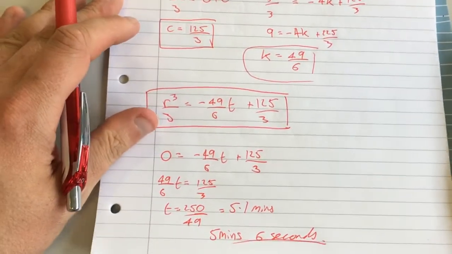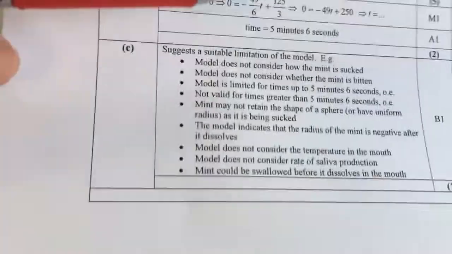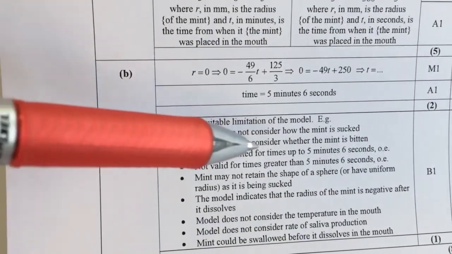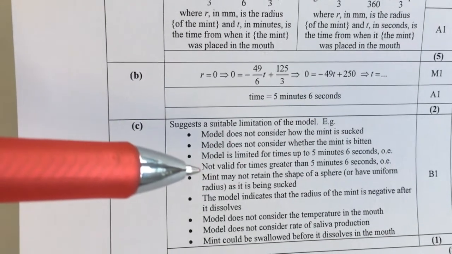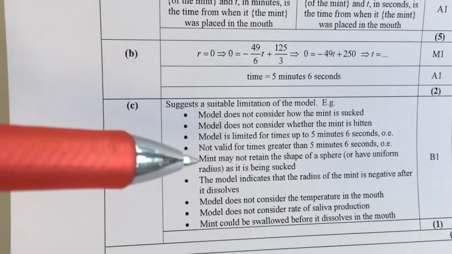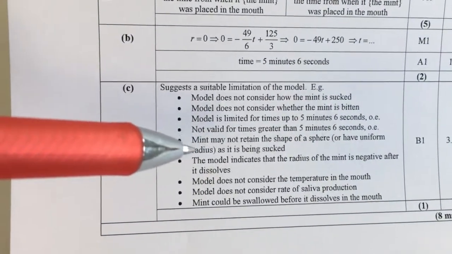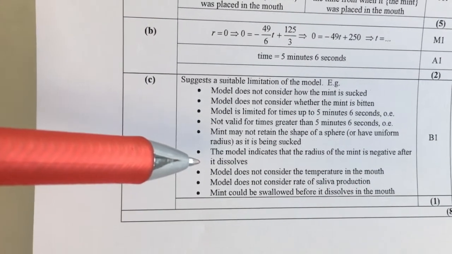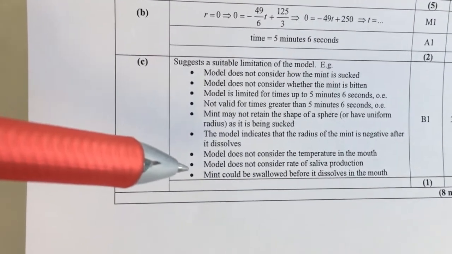Okay, last bit, suggested limitation. There's quite a few of these, so I'll go through the ones they give you in the mark scheme, so you guys have got them all. So, doesn't consider how it's sucked. Doesn't consider whenever it's bitten. It's limited to up to 5 minutes, 6 seconds. That's only valid for those times. After that, the mint looks like it's negative, which is mentioned later on. The mint may not stay the same shape, so that would change it. It might not have a uniform radius. The model suggests the mint goes negative radius after it dissolves. Doesn't consider temperature, doesn't consider the rate of saliva, and it can be swallowed.